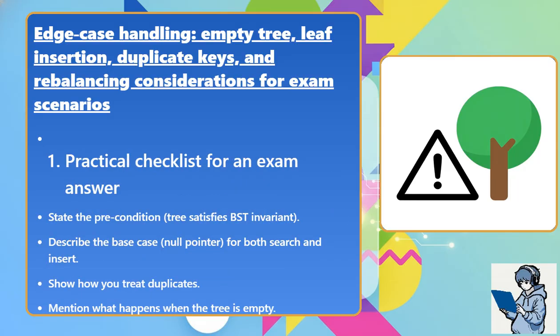5. Practical checklist for an exam answer. 1. State the precondition: the tree satisfies the BST invariant. 2. Describe the base case, the null pointer, for both search and insert. 3. Show how you treat duplicates. 4. Mention what happens when the tree is empty. 5. If asked, outline the extra steps for rebalancing rotations and give a tiny example. Having a clear bullet point list like the one above helps you earn partial credit even if you run out of time to write full code.